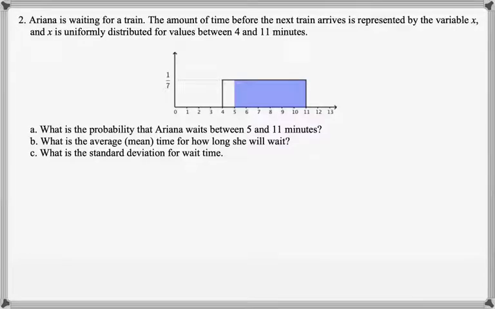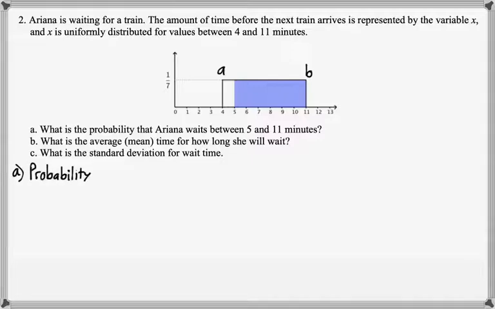Ariana is waiting for a train. The amount of time before the next train arrives is represented by the variable x, and x is uniformly distributed for values between 4 and 11 minutes. So A is equal to 4 and B is equal to 11. What is the probability that Ariana waits between 5 and 11 minutes?